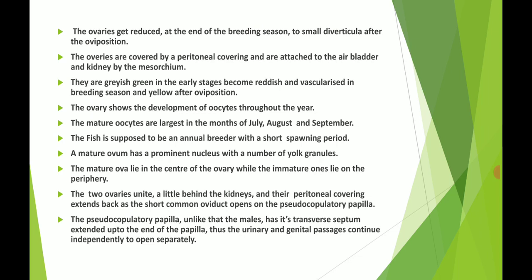Okay, the ovaries are grayish green in the early stages, become reddish and vascularized in the breeding season, and yellow after oviposition. These ovaries will be colored grayish in that early stage, and up to the breeding season, or the matured period, they will be reddish and vascularized in color.